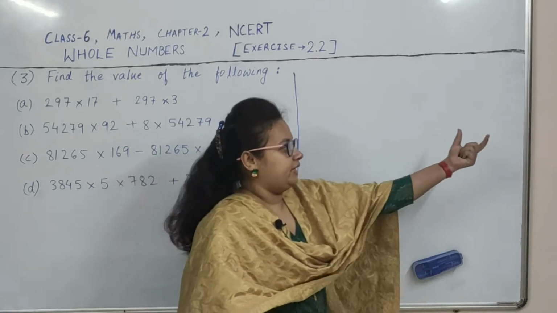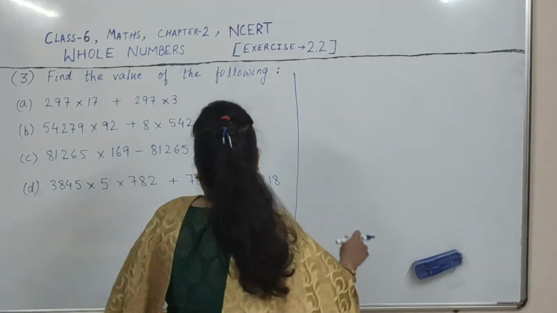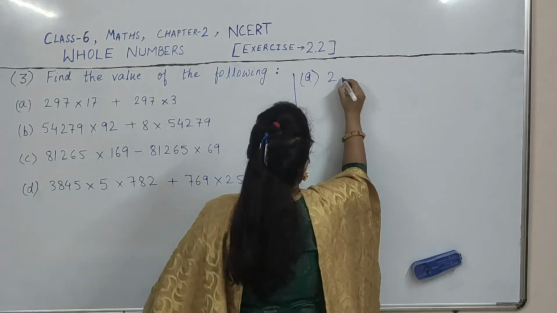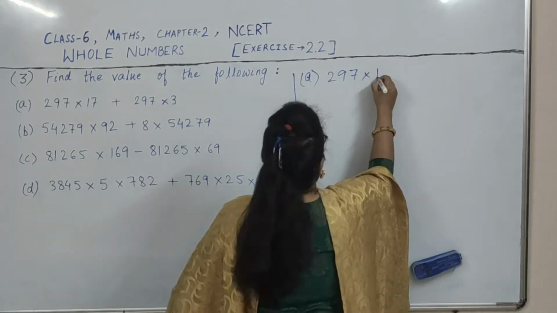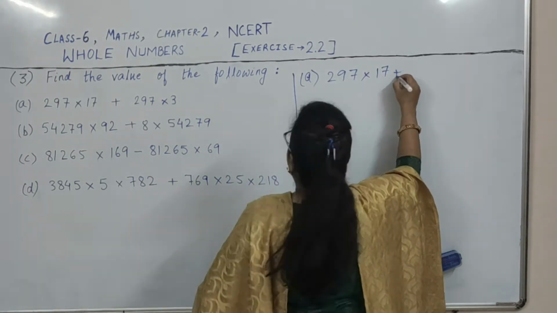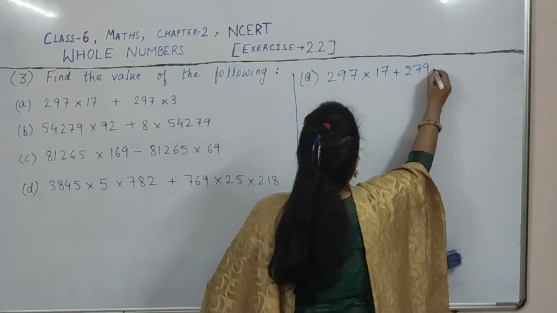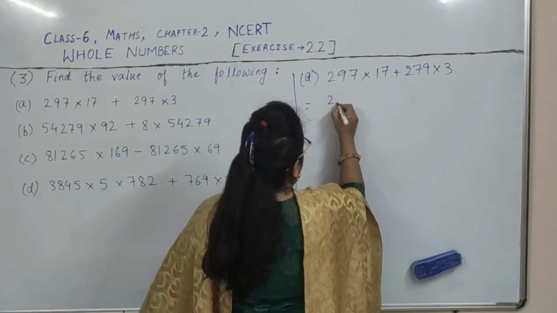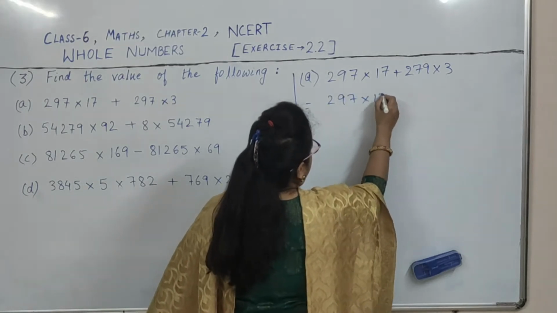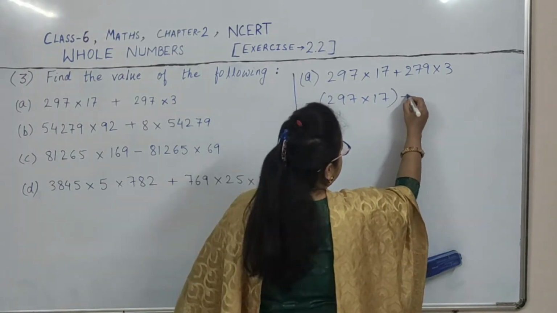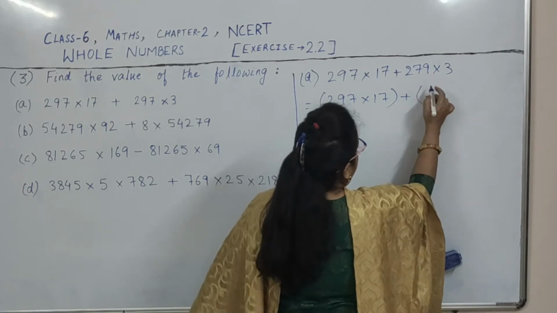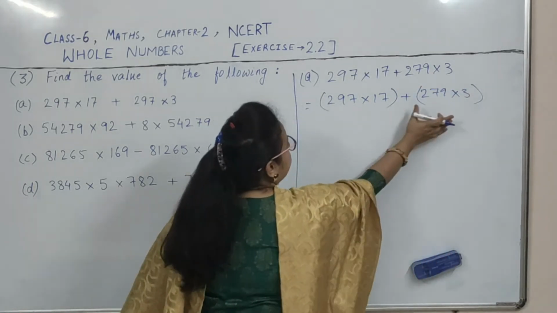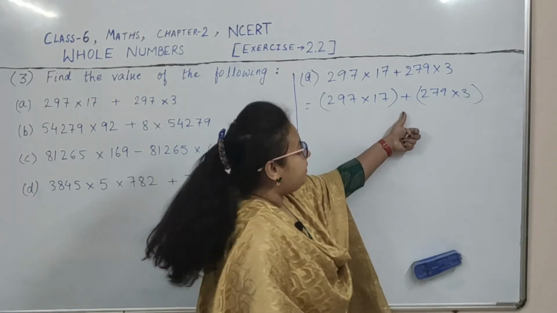We can multiply both the numbers and then add. But here we can do it, though it will be lengthy. So we will use this shortcut method to solve this problem. Not a shortcut, this is the way to solve these types of problems. See, these are the two terms. 297 into 17 is one term, the plus sign is there, and 297 into 3. So these two terms are separated by a plus sign.